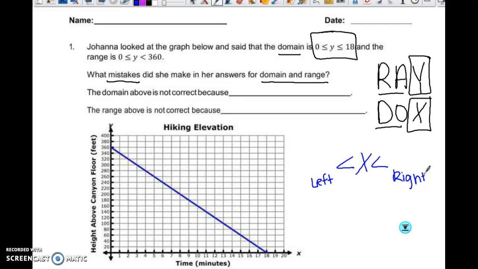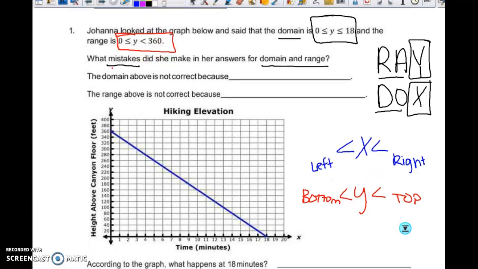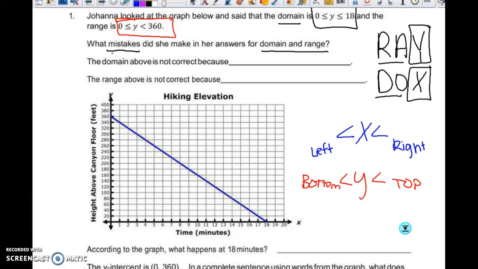Okay, so then we're looking at her range. And she said her range is from 0 to 360, right? So how do we read range? Range is from bottom to top. Okay? And remember the inequalities that we use when it is an open circle. When it is a closed circle, we have the less than or equal to sign. When it is an open circle, it is just the less than sign, right? Remember that? Okay.